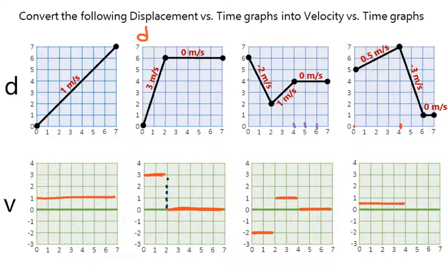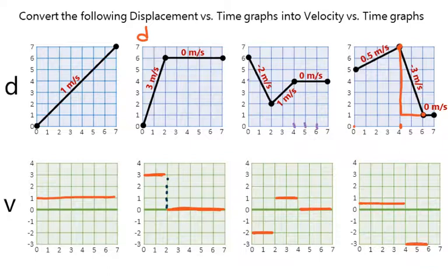And for the next part, an object went from 7 meters to 1 meter. So it went the distance of 6 meters in 2 seconds. So 6 meters in 2 seconds, the velocity is negative 3 meters per second. So the next one is negative 3 meters per second for 2 seconds.